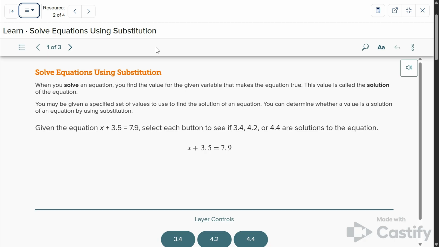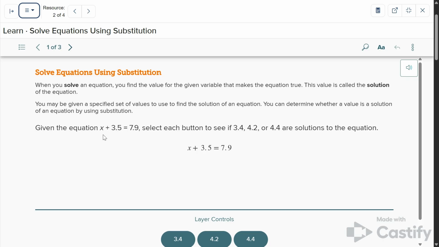Okay, solving equations using substitution. I believe that's the title of the lesson. When you solve an equation, you're trying to find the value for the given variable that makes the equation true. If there's a variable in the equation, you're trying to figure out what number it is. This value is called the solution of the equation, or the answer. You may be given a specified set of values to use to find the solution of an equation. You can determine whether a value is a solution of an equation by using substitution, which means swapping things in, substituting things in.